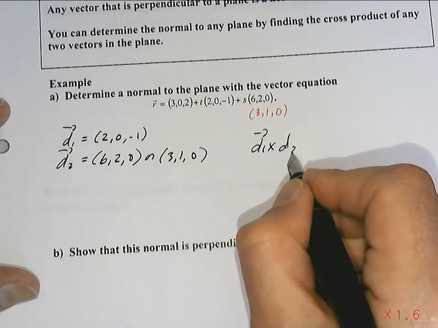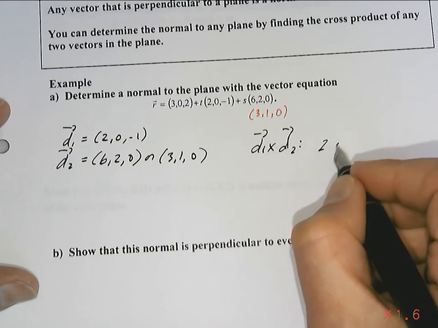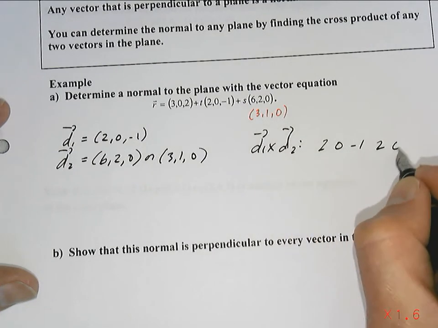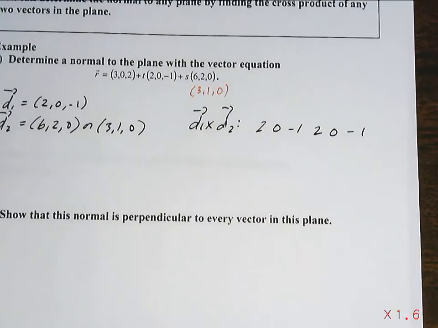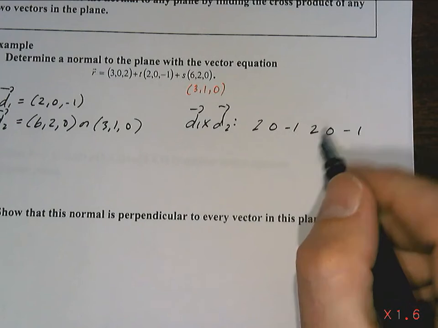So if I'm going to do D1 cross D2, I'm going to have the first vector, 2, 0, negative 1, 2, 0, negative 1. And let me move something. It's on the screen for the people that are in the audience, but it's not on the screen for you guys, so let me just tidy something up here to make things nicer for... How's that? Are we better? You guys can see it better? Yes, Mr. White. All right, that's great.